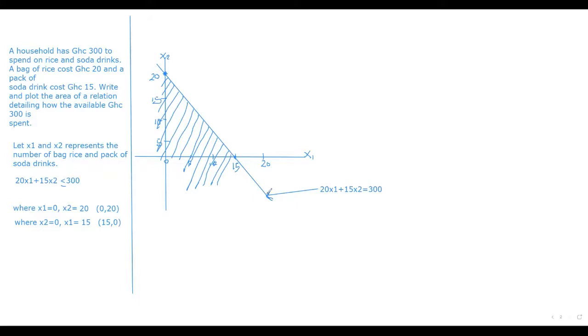So when you're done, you plot your graph. You have 2 points. You plot your first coordinate, that is 0, 20. So the 0, 20 will be on the x2 axis, and then the 15, 0 will also be on the x1 axis. So when you're done, since it's less than or equal to, you shade downwards. That's it.